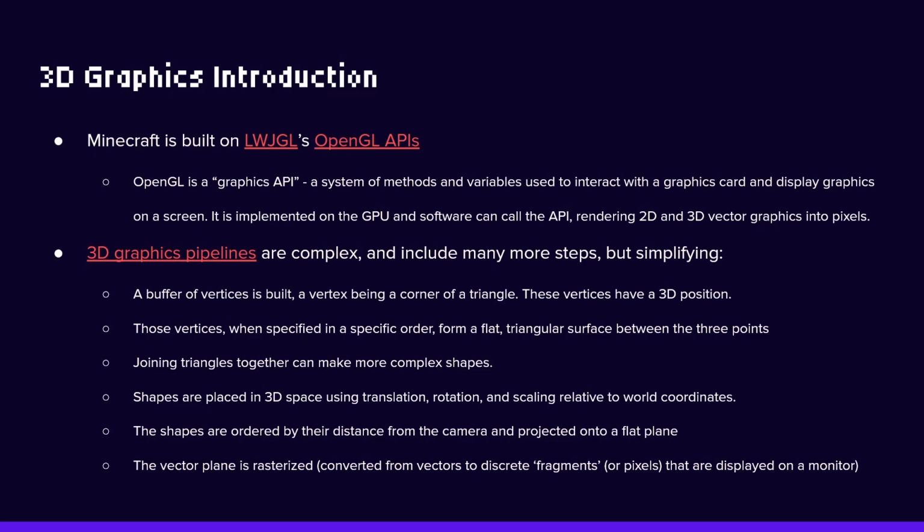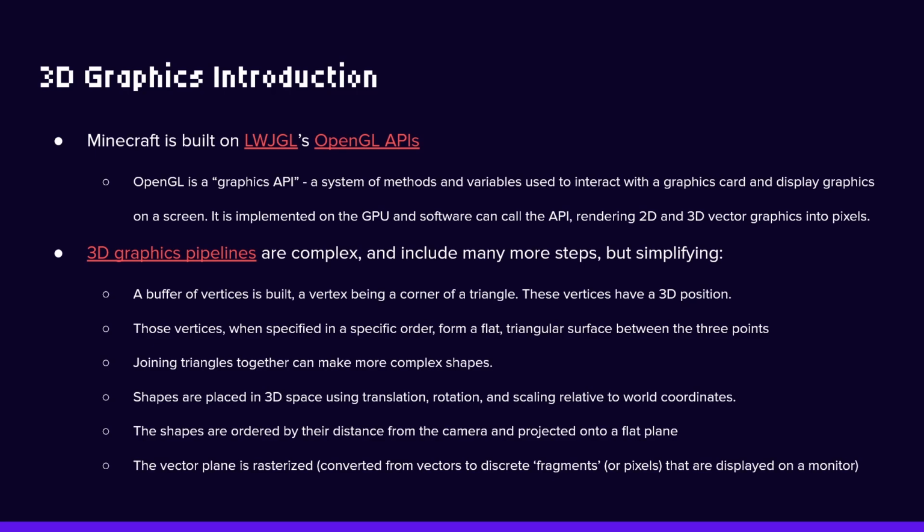And then joining those triangles together can make more complex shapes. So you can make 2 triangles to make a square, and then 6 of those to make a cube. And so they're placed in a 3D space by using translation, rotation, and scaling relative to the world coordinates. And then you order those shapes by their distance from the camera, which is a single viewpoint, and project that image onto a flat plane, very much like a camera.